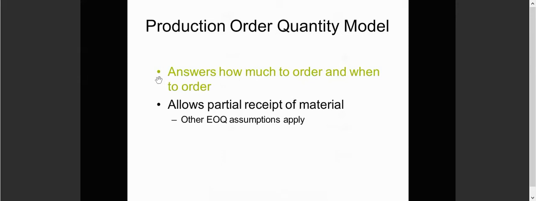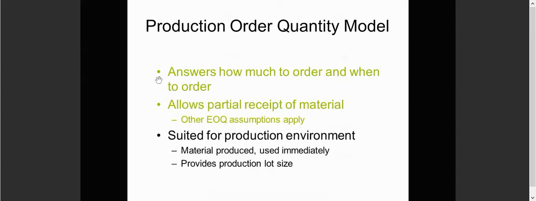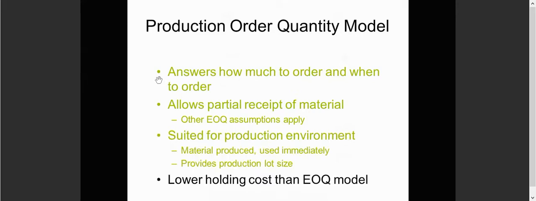The production order quantity model answers how much to order and when to order. It allows partial receipt of material, is suitable for a production environment where material produced is used immediately in the production line, and provides the production lot size information, the optimum size lot. It has a lower holding cost than economic order quantity.